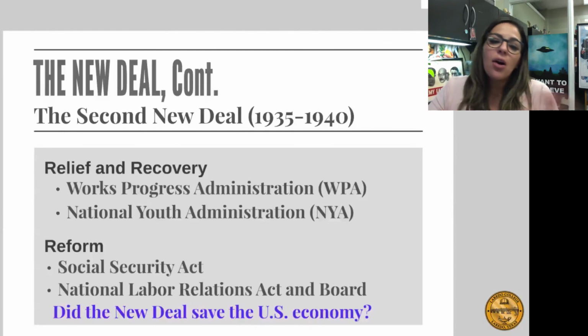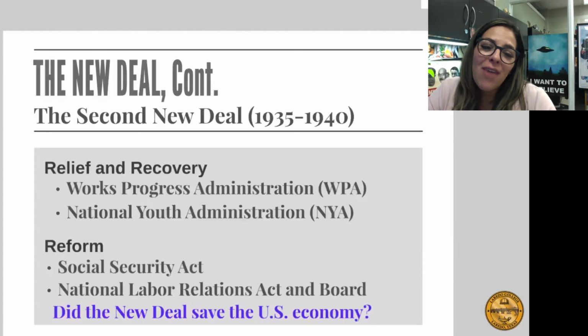And the fact that he's got all of these programs and a lot of government spending, it's no wonder that Republicans today are still fighting the effects of the New Deal. They're still trying to cut government spending. They're still trying to cut welfare programs.